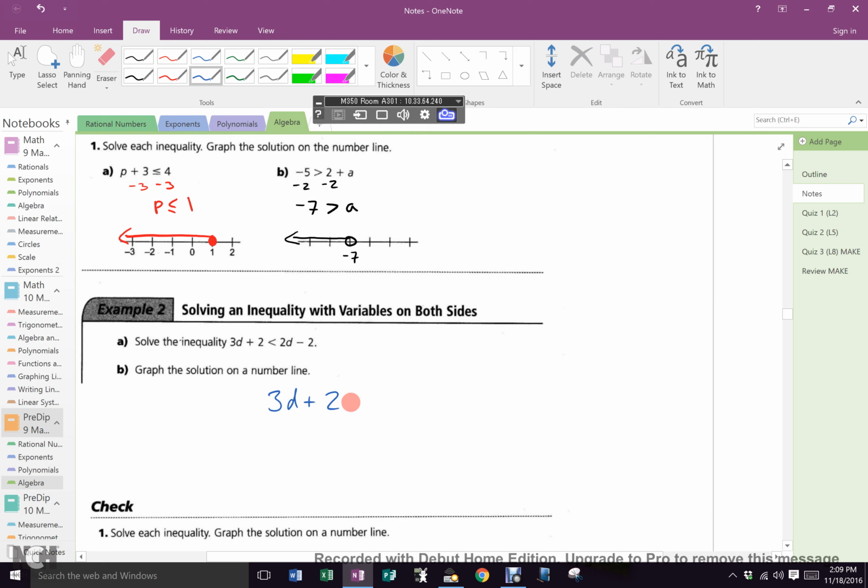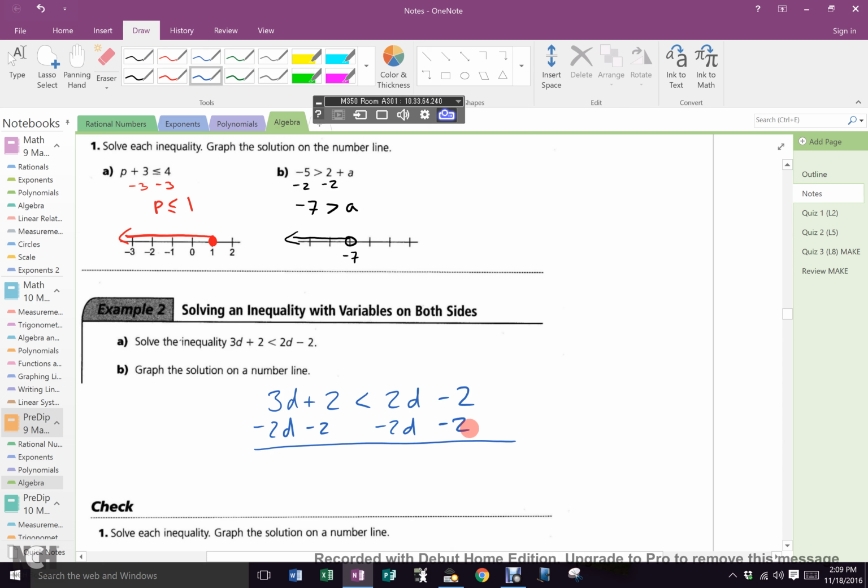3D plus 2 is less than 2D minus 2. I always move the letters first. I just do. So, which is smaller, 3 or 2? So I'm going to take away 2 D's and take away 2 D's. Now, that gets rid of the letters here, which means I can't have any letters on the right, which means I can't have any numbers on the left.